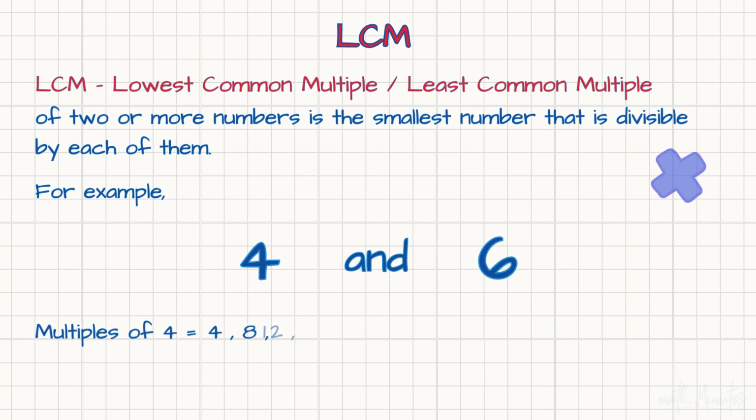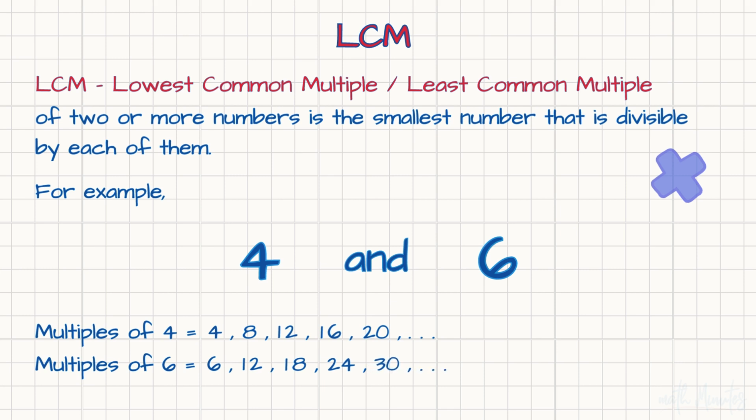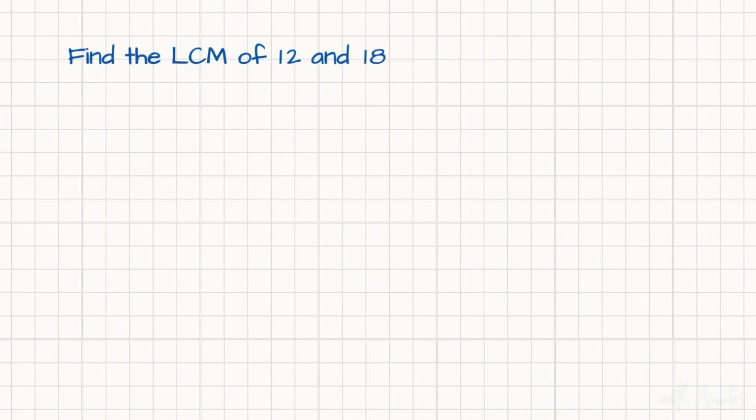4, 8, 12, 16 and so on for 4. And 6, 12, 18, 24 and so on for 6. The lowest common multiple is the smallest number that appears in both lists, which in this case is 12. So, the lowest common multiple of 4 and 6 is 12. Let's look at another example and work out the lowest common multiple for 12 and 18 now.